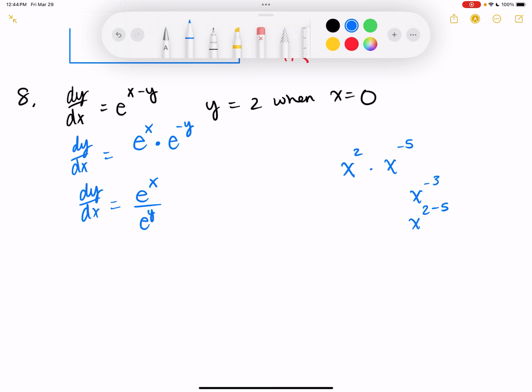So now I would have e to the y dy is equal to e to the x dx. Now I would integrate both sides. So what is the antiderivative of e to the y dy? E to the y. E to the y. How about e to the x dx? E to the x plus c. Plus c.